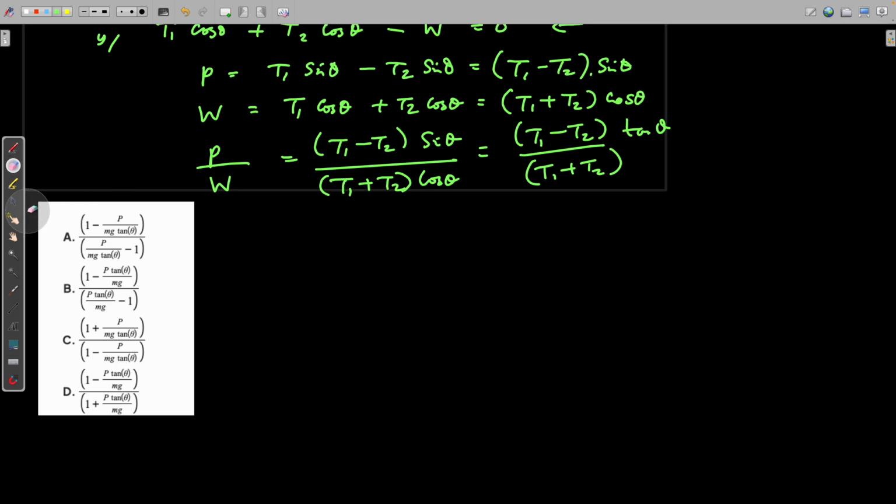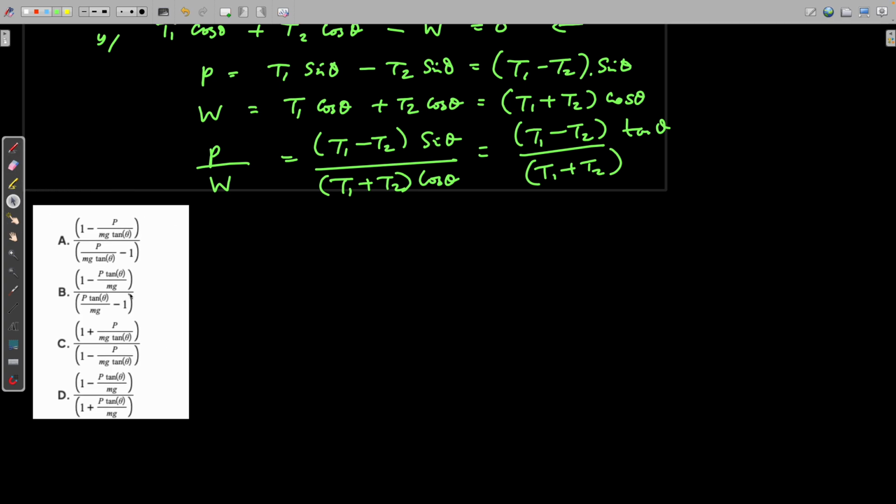Okay, so there's a list of options from A, B, C, D. So initially I thought it was just getting it in terms of tan, but it's not. I think you're meant to find the ratio. So the ratio of T1 over T2. So it's still got a bit of work to do.